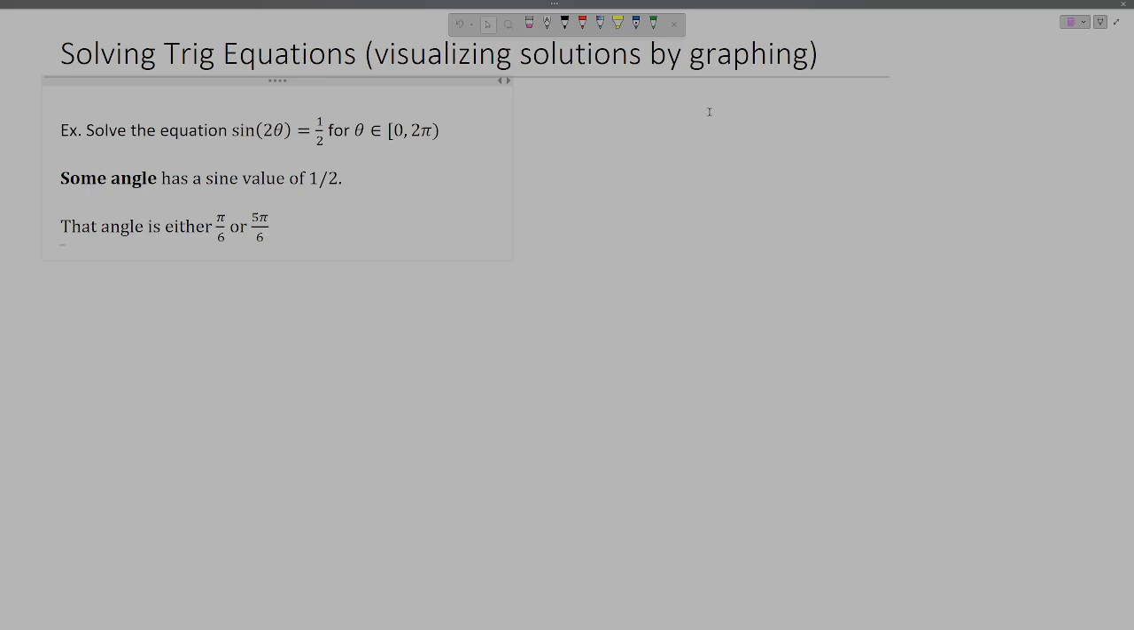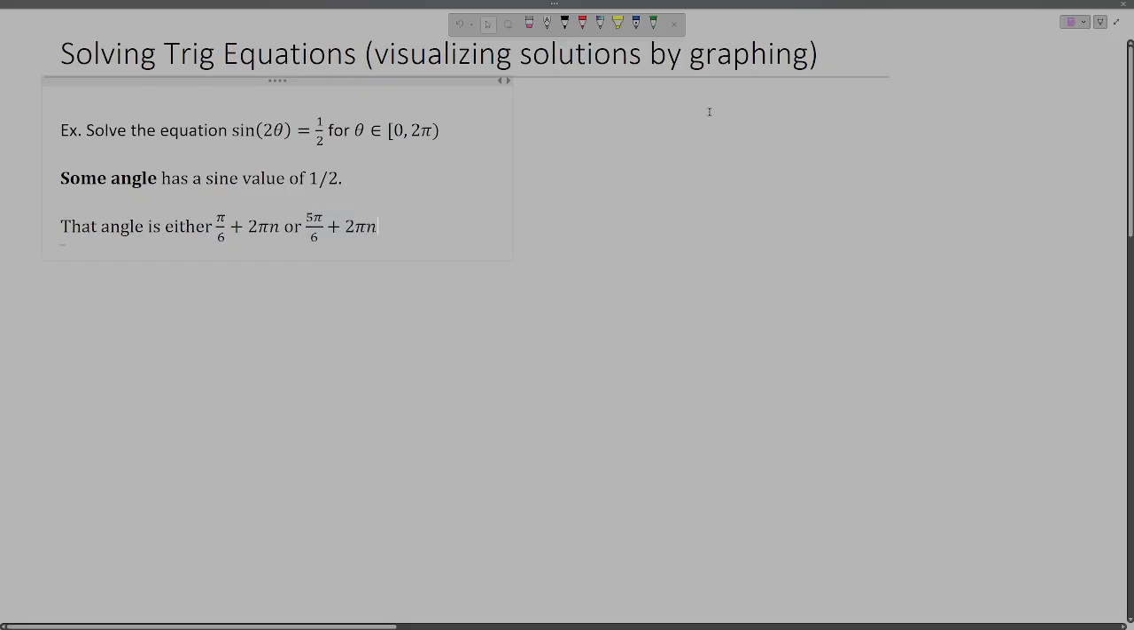Now we would add in the 2 pi n part for every revolution. Actually, sorry, I'm jumping a little bit ahead. We're going to need to emphasize that any revolution afterward would still work, so plus 2 pi n. Again, n is an integer. I'm not going to type that part.